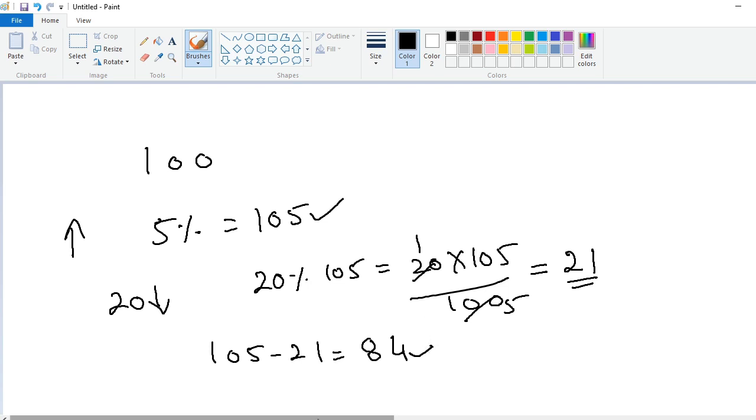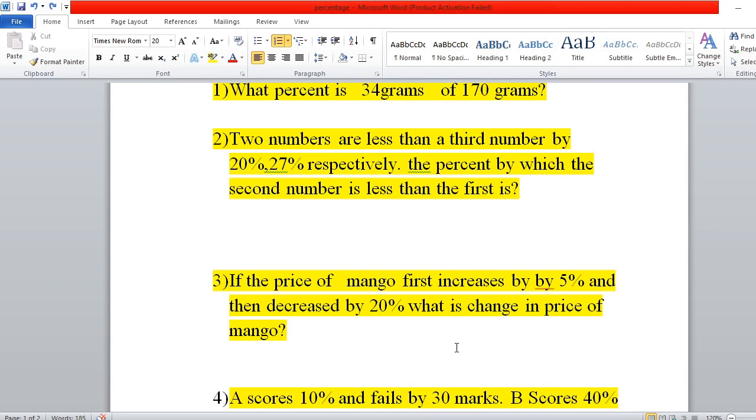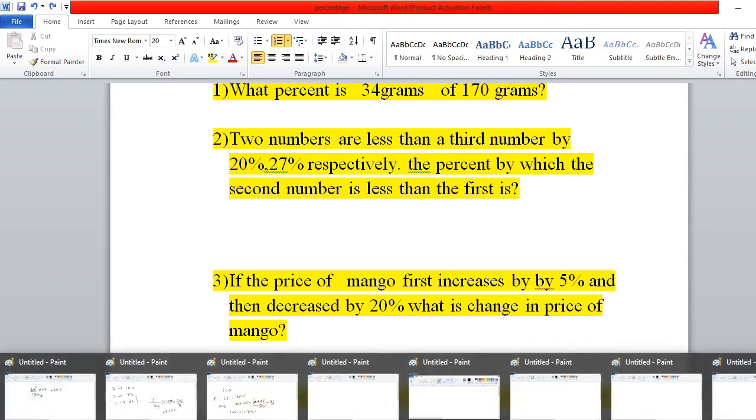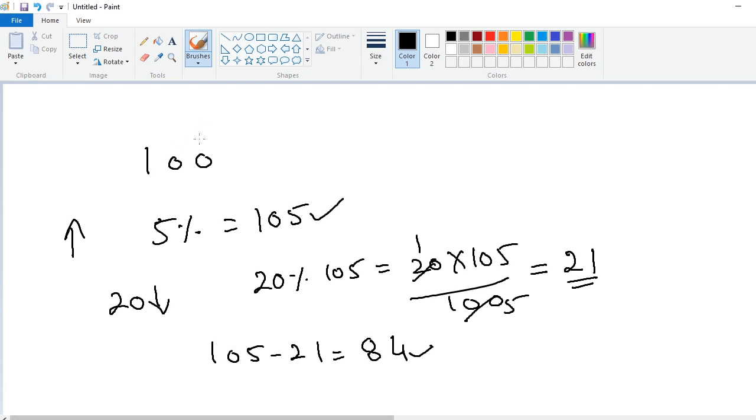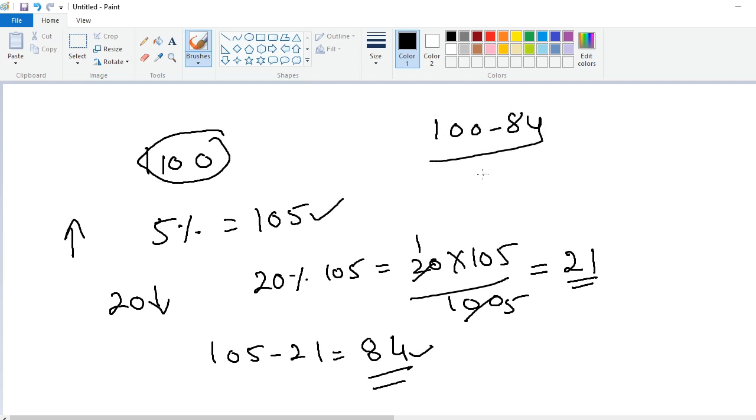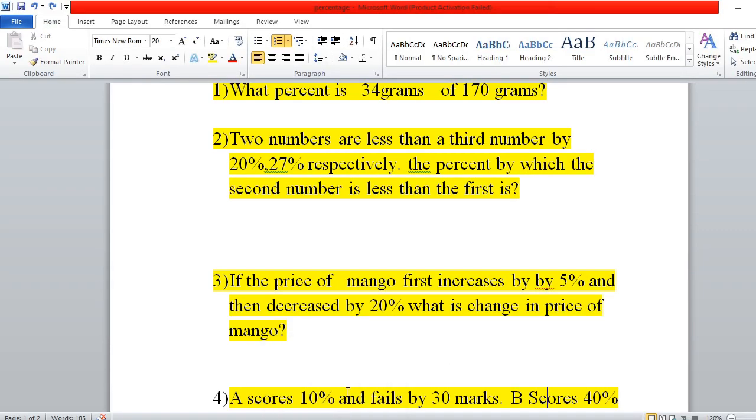The question is: what is the change in price of mango? Initially the mango price is 100 rupees, but now the mango price is 84. So what is the change? 100 minus 84 divided by the initial price 100, into 100. So the change in price is 16%. Sorry, not rupees, 16%. Okay. Now the fourth question.